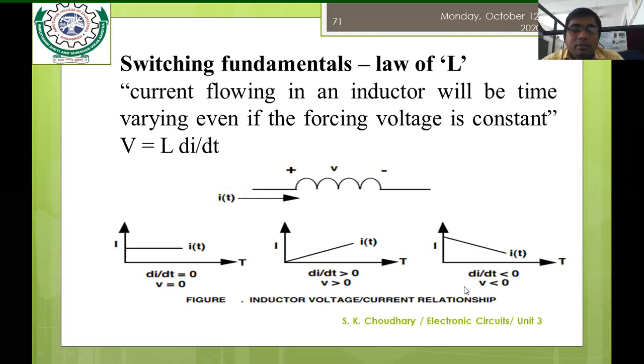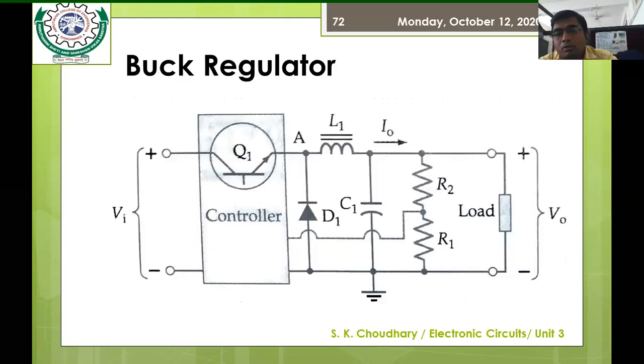This fundamental knowledge is required for the further study of switching regulators or converters. In all regulators, we have to use inductors. So we come to our first converter or regulator, the step down converter, whose other name is the buck regulator.